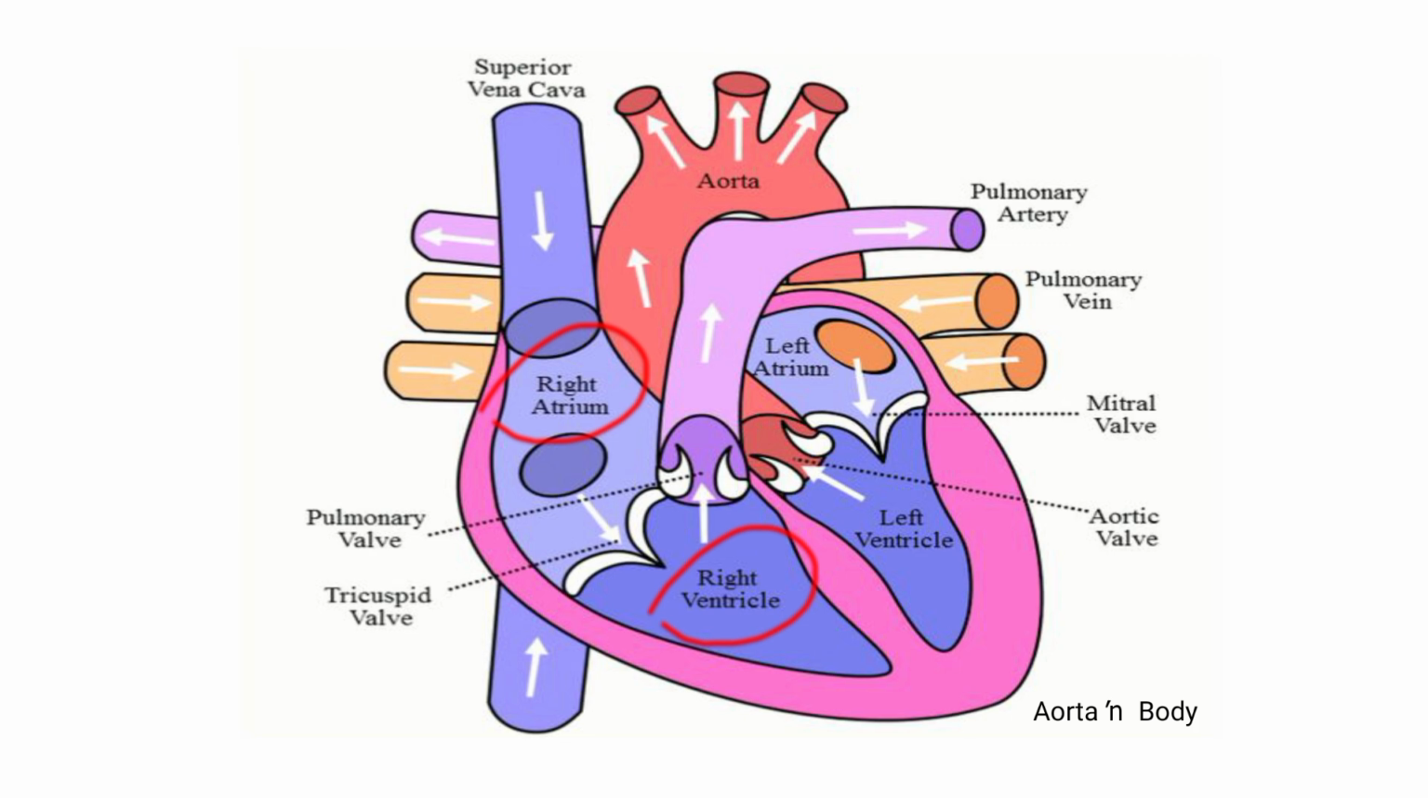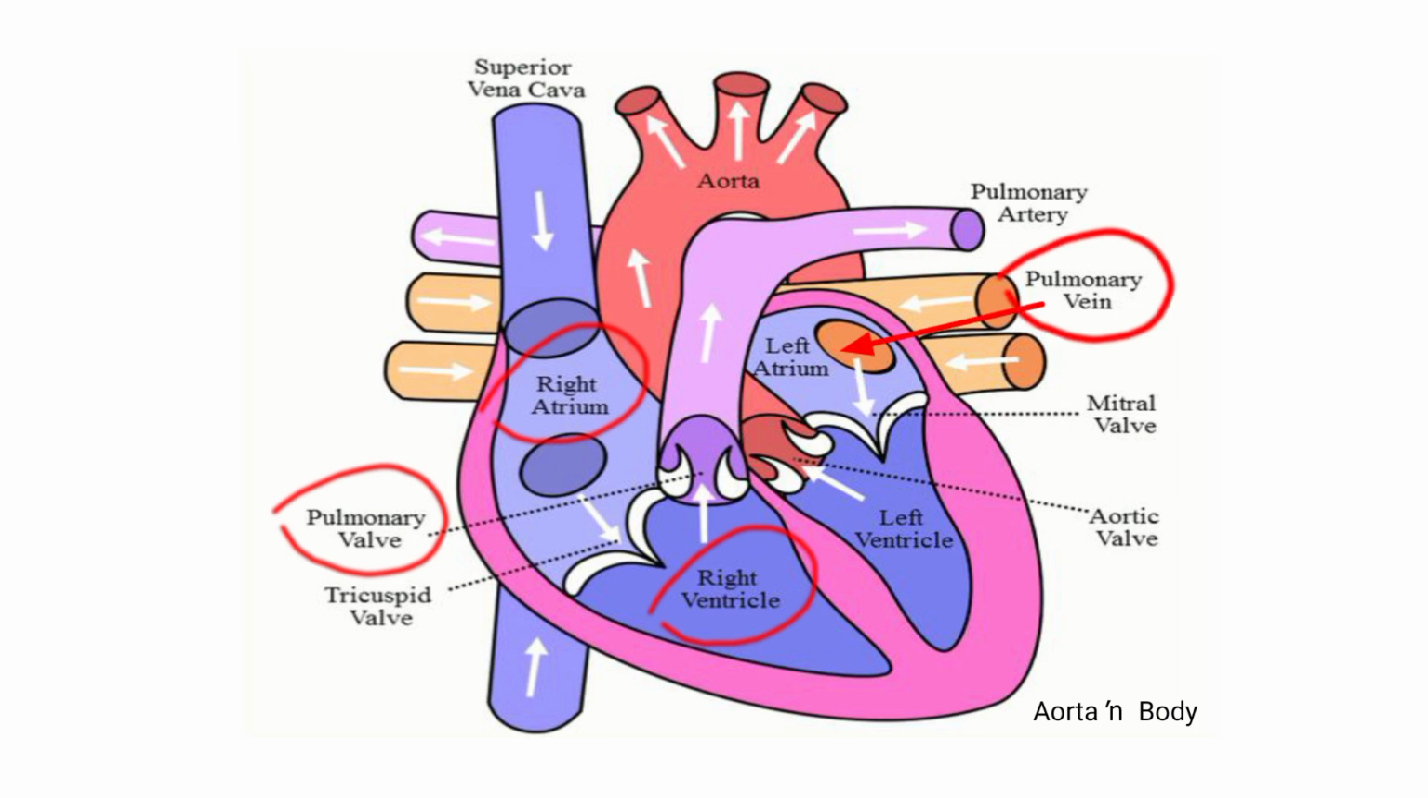3. The right ventricle pumps blood through the pulmonary valve into the pulmonary arteries, which carry blood to the lungs for oxygenation. 4. In the lungs, blood picks up oxygen and becomes oxygenated.